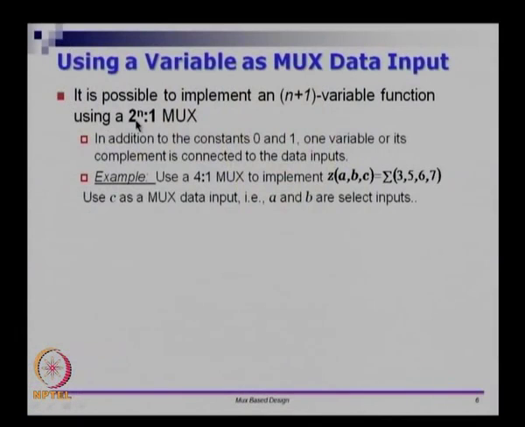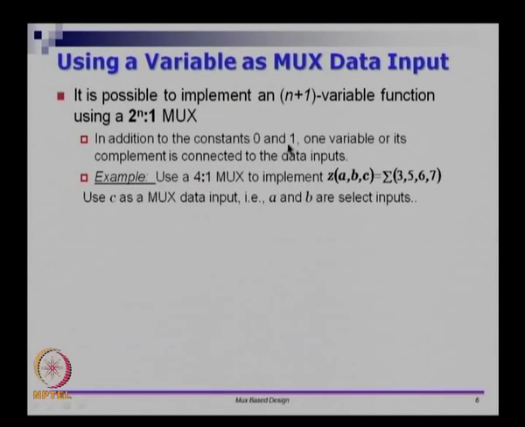So you take n of these variables and give them as select lines, and in the inputs you put 1, 0, and a function of the other variable that you have eliminated. So when you go from n+1 variables to a 2 power n is to 1 mux, the input vector can be just a function of one of the variables. We will see a quick example later.